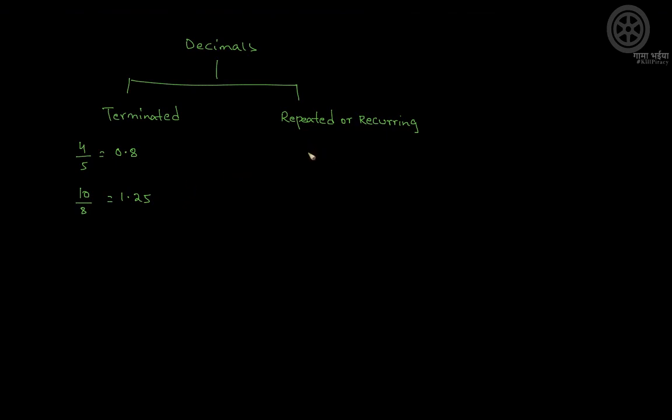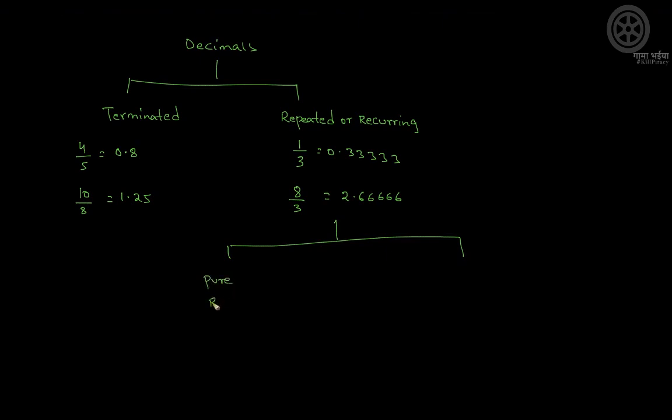Recurring decimals or repeated decimals. Suppose I have 1 by 3. What is happening? 0.3333. It never ends. That is called the recurring decimals. Another example, if I take 8 by 3, what do you have? 2.66666. These are called the recurring decimals. Again, recurring decimals are divided into three parts.